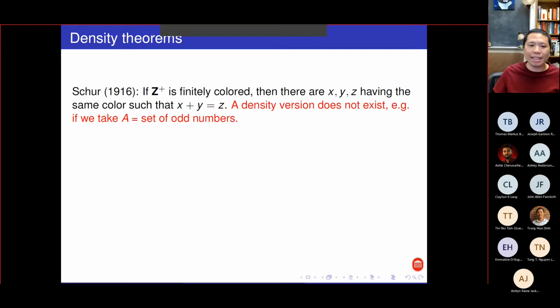So the answer is no, because if I take A to be the set of odd numbers, then clearly my set has density 1/2. And I cannot find a solution to this equation in my set of odd numbers, right?